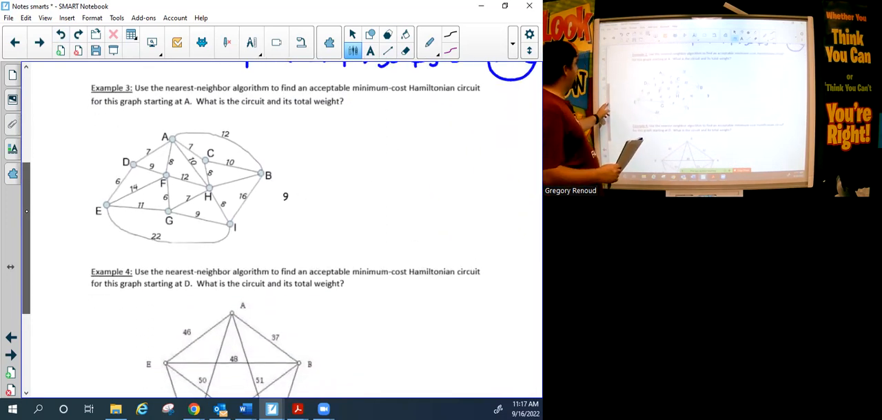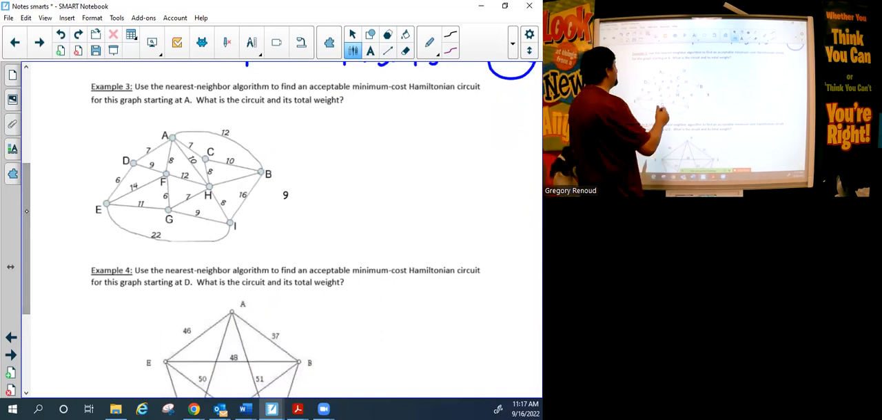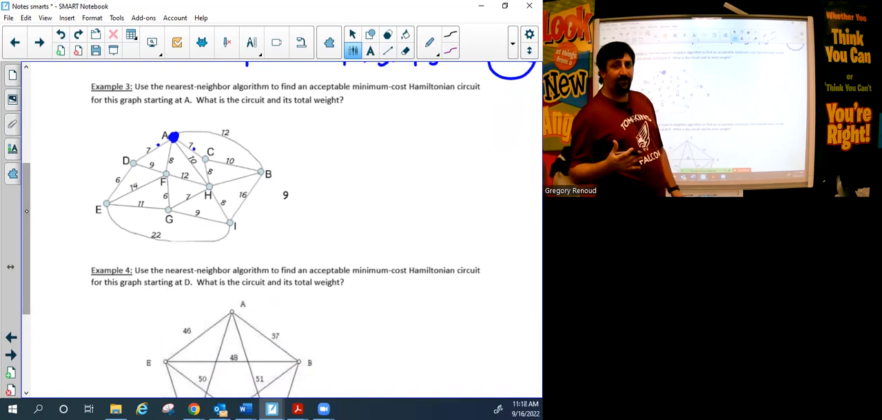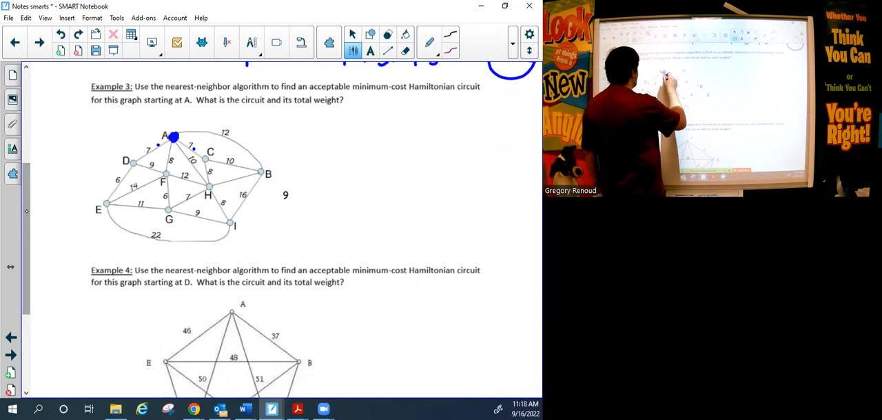This next one, find the minimum cost starting in A. And what I should see is I have two options. I have two 7s. So which one do I go with? Really, it doesn't matter, whichever one you feel like. Let's say I chose C. From C, lowest cost would then be to H.